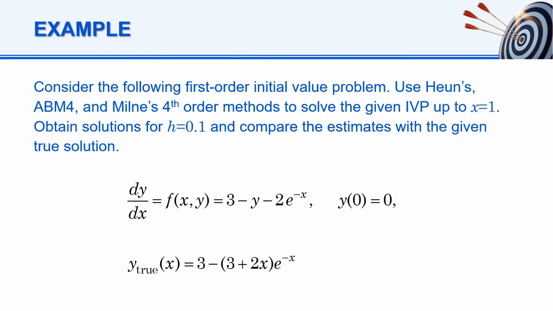Let us consider the following first-order initial value problem. We will use Heun's, ABM4, and Milne's fourth-order methods to solve the given initial value problems up to x equals 15. And we will obtain solutions for h equals 0.1 and compare the estimates with the given true solution.